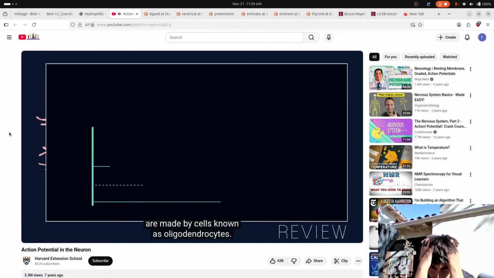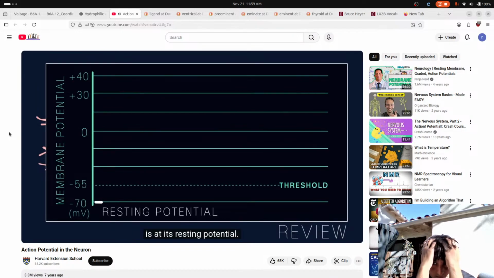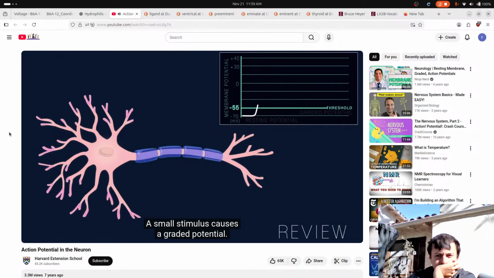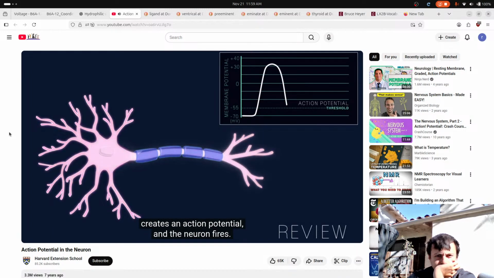To review, with no stimulus, the membrane is at its resting potential. A small stimulus causes a graded potential, and a stimulus above the threshold creates an action potential and the neuron fires.